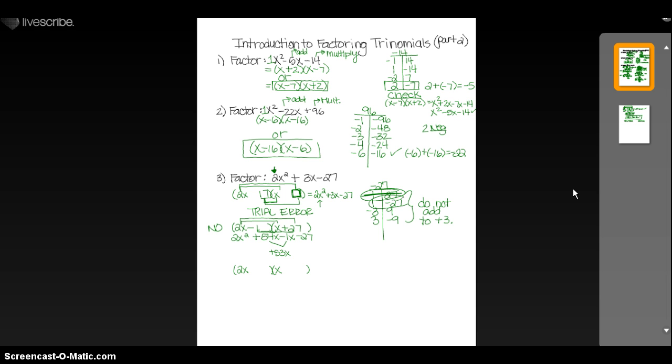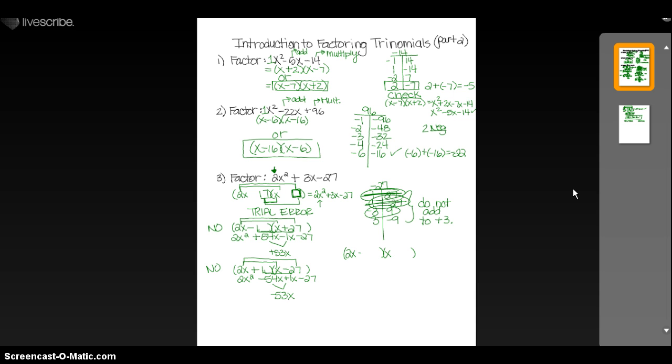All right, well, let's see if the second pair works. The positive 1 and the minus 27. Well, all that's going to do is change the signs. So that's going to give me a 2x squared, but then that's going to give me minus 54x plus 1x minus 27, which is going to give me minus 53x in the middle. That's not the plus 3x that I need. So that's no good. All right, let's try again.